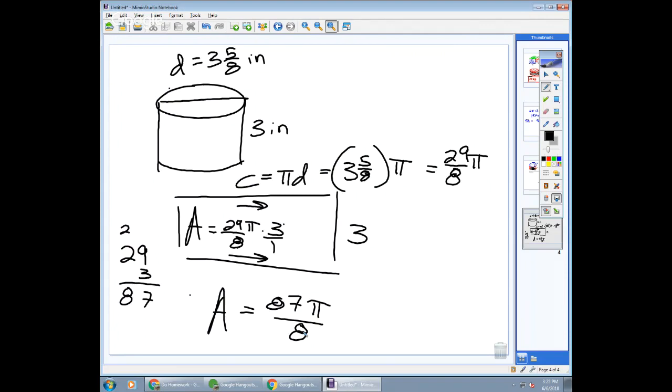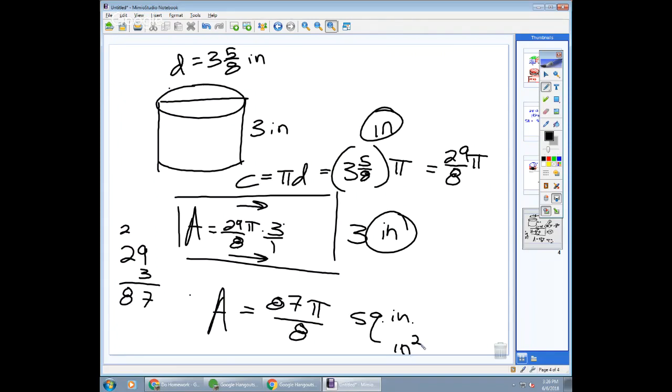Ooh, what are the units? Not inches. Inches squared. Yeah, because if we just go back here and think about it, this was inches and this was inches, and we just multiplied those two together. So this must be square inches, or if you prefer, inches squared.